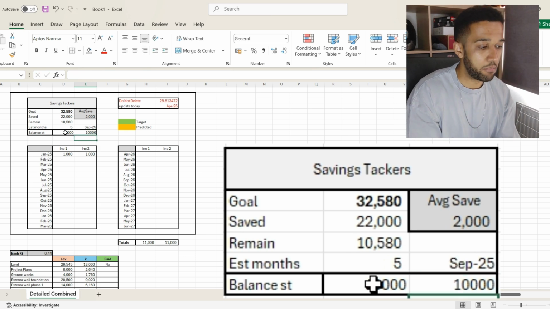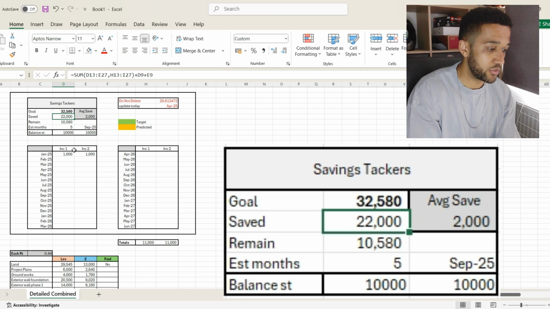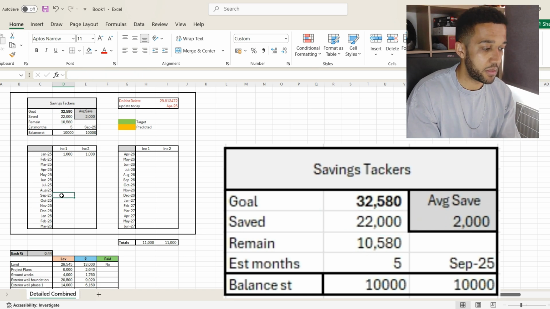It just adds that into that bucket here of what is saved, and then effectively tells you how much you've got left to go. So with the £20,000 previous savings brought forward, plus saving on average £1,000 a month, it would take us to September 25.